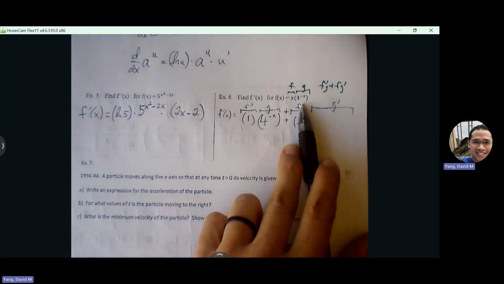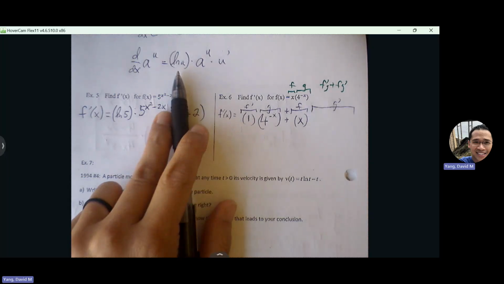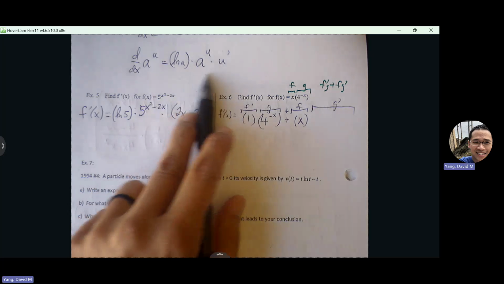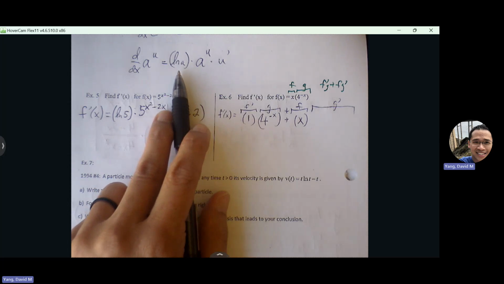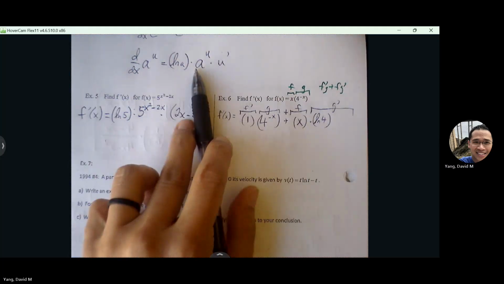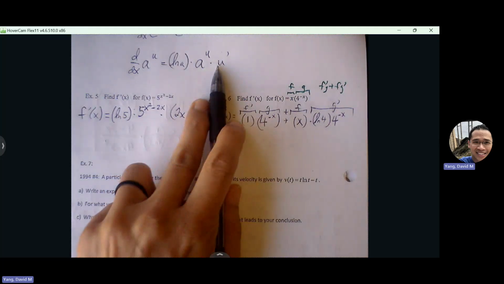All right, what's the derivative of 4 to negative x? Just follow the rule. So what do we start off with? Ln of 4 times the original function times negative 1.